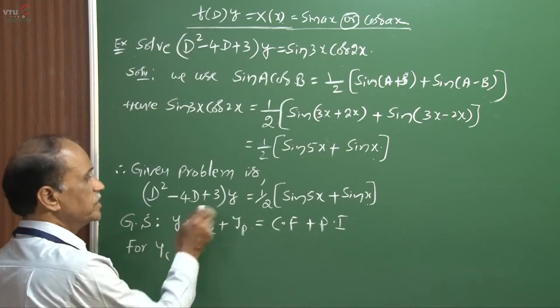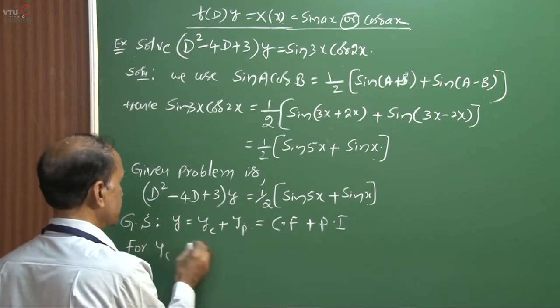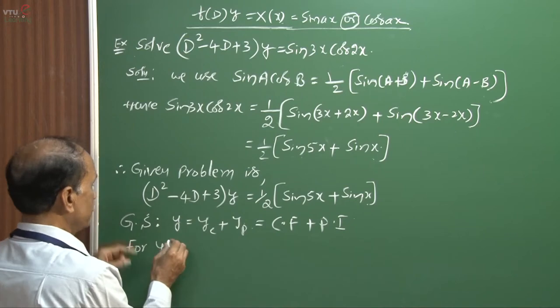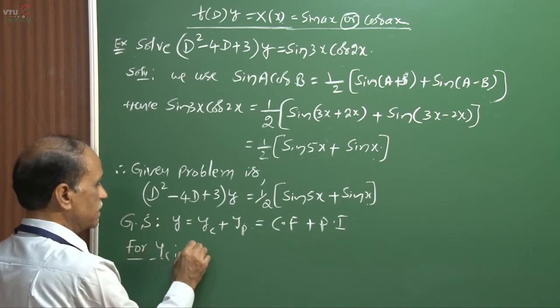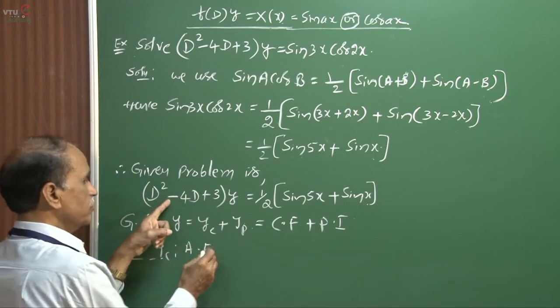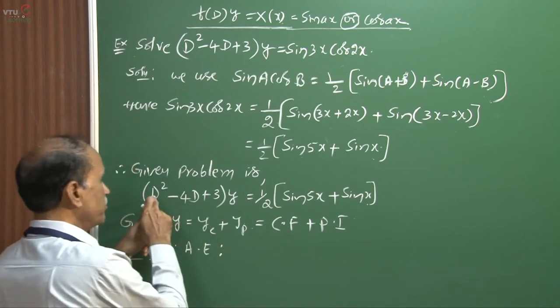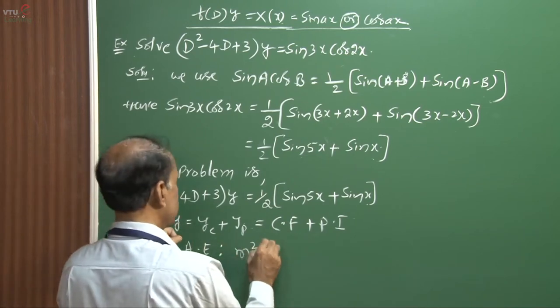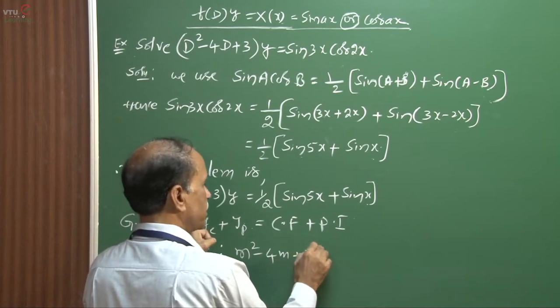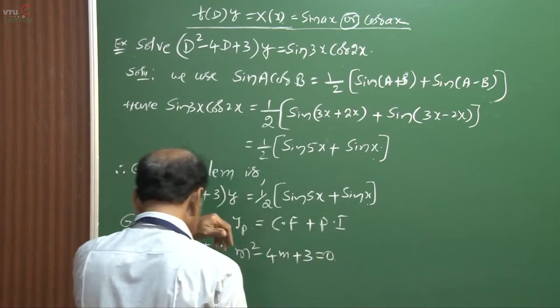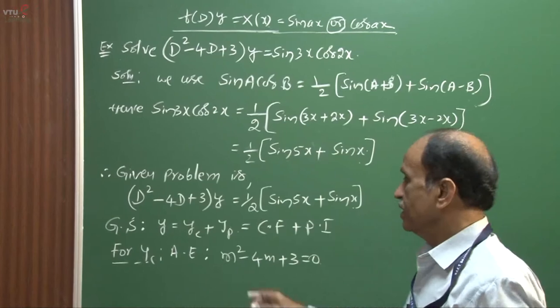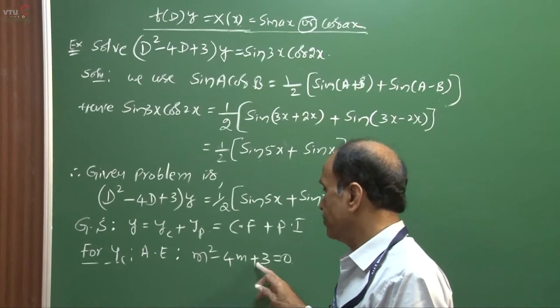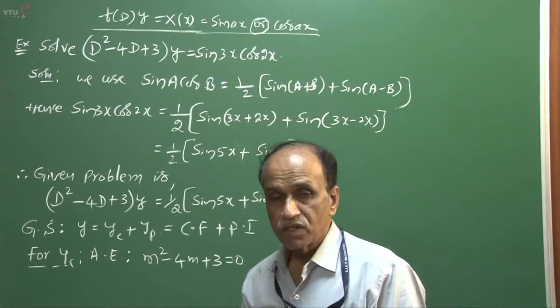That is yc, which means complementary function. For the complementary function, you have to write the auxiliary equation. Auxiliary equation means replace d by m: m square minus 4m plus 3 equal to 0. This is a quadratic equation.